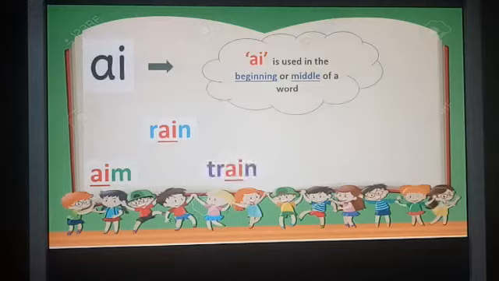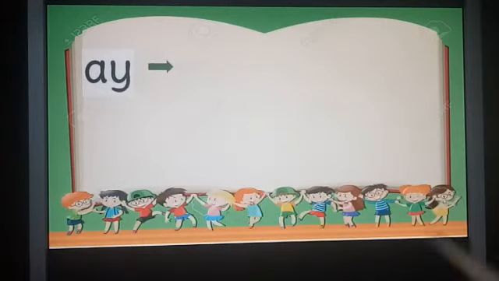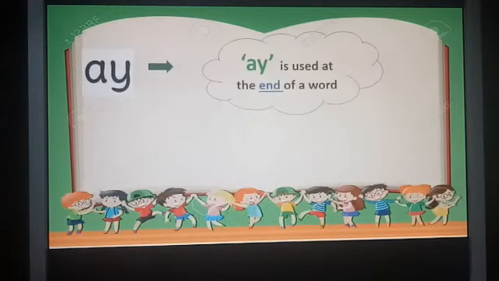Train, A is heard in the middle of a word. Mail, A is heard in the middle of a word. Pain, A is heard in the middle of a word. Remember, when A is heard in the beginning or middle of a word, you need to use AI. And when should you use AY? AY is used at the end of a word.